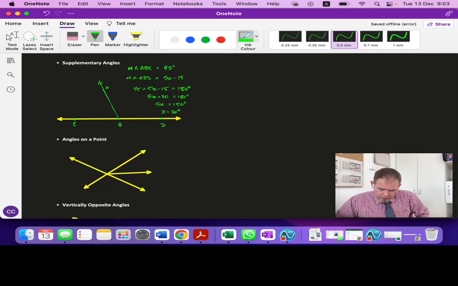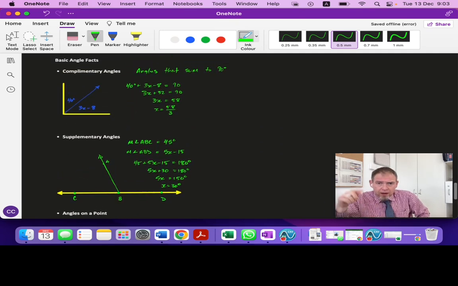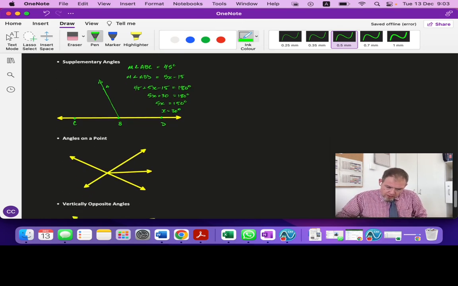Real quick, the way that I remember complementary versus supplementary: complementary starts with a C, which is earlier in the alphabet than supplementary, which starts with an S. So complementary, C, goes with the lower degree of 90 degrees. I know that makes perfect sense. Can I say I'm a genius?